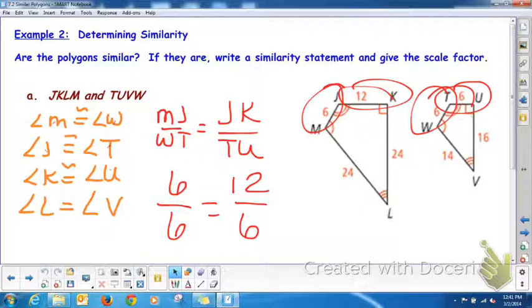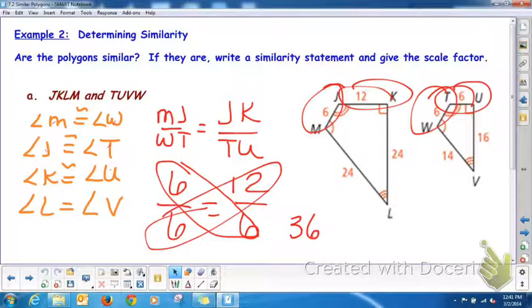Well, you know right off the bat, 6 over 6 reduces to 1. 12 over 6 reduces to 2. Are those equivalent fractions? They are not equivalent fractions. So you know right away that they are not similar figures. But if you cross multiply, you're going to get 36. And 6 times 12 is 72. They are not equal. So because even one pair is not proportional, these are not similar.